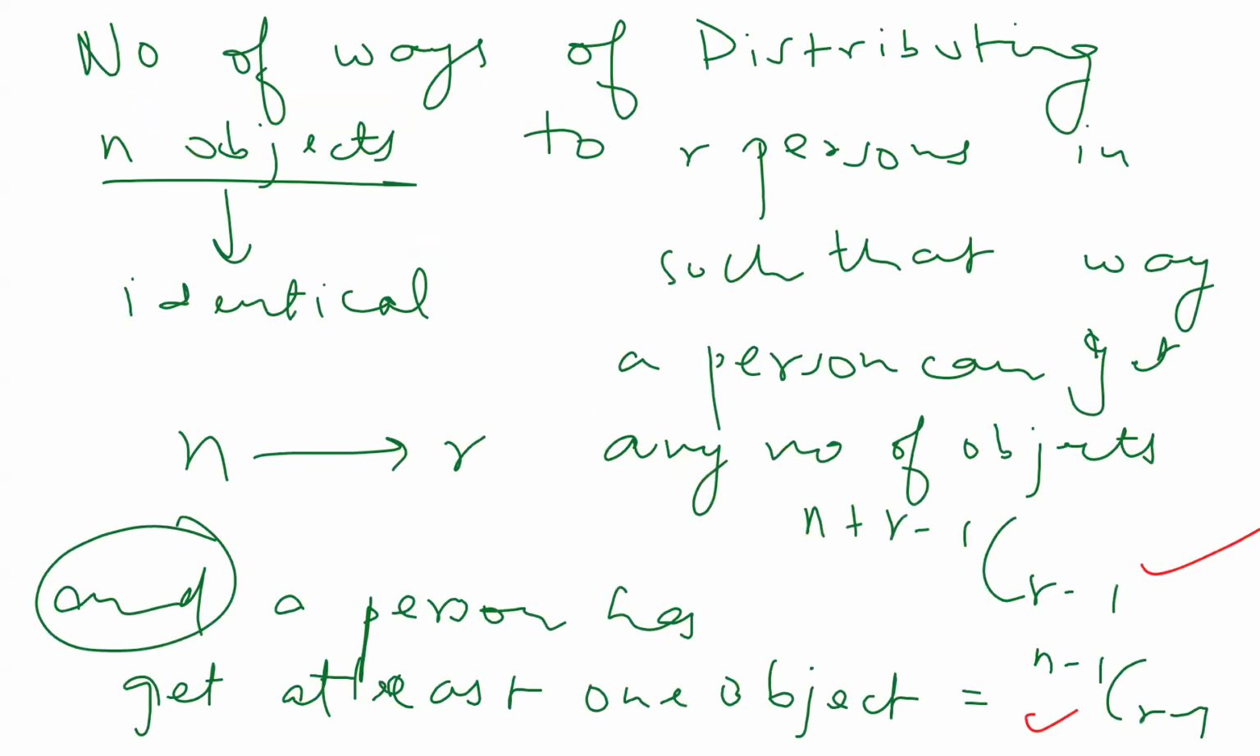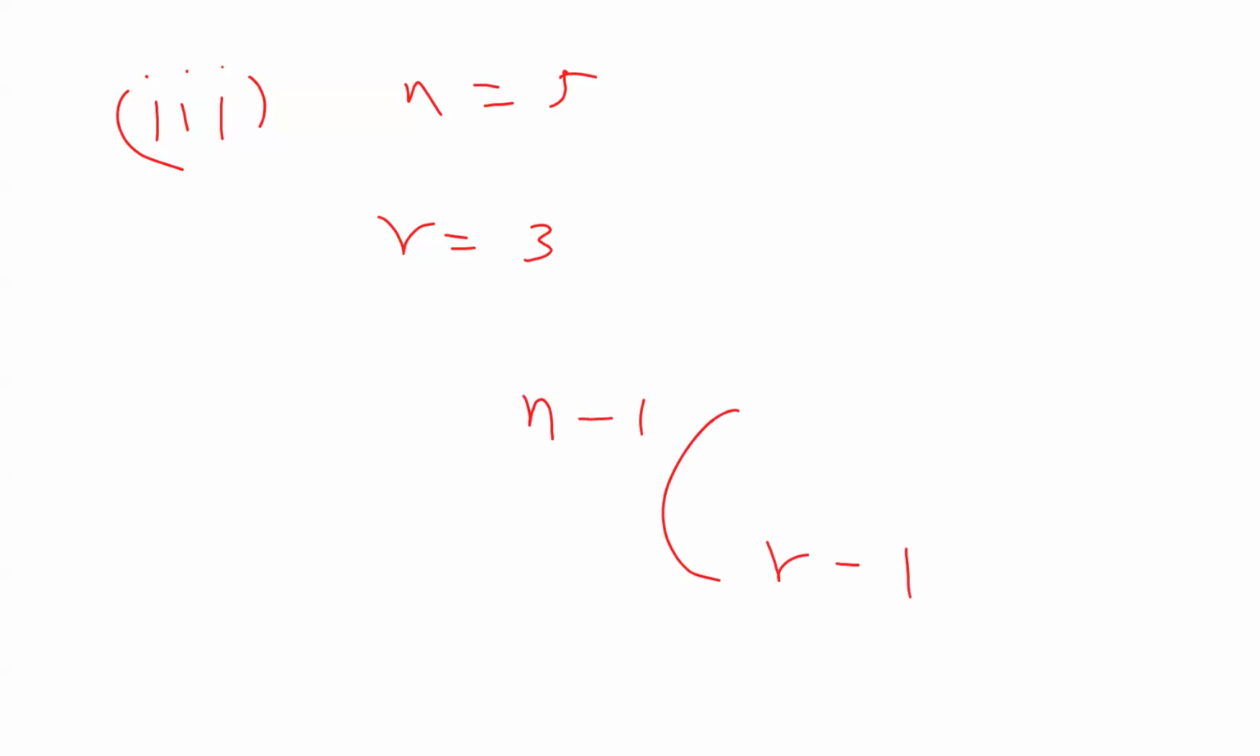Third, there are 5 identical balls. They have to be placed in 3 boxes. Identical objects, in 3 boxes. No box remains empty. The meaning of no box remains empty is that a box should have at least one ball. So use the second formula over here. Fine. So that is how we complete this particular exercise and the chapter as well.